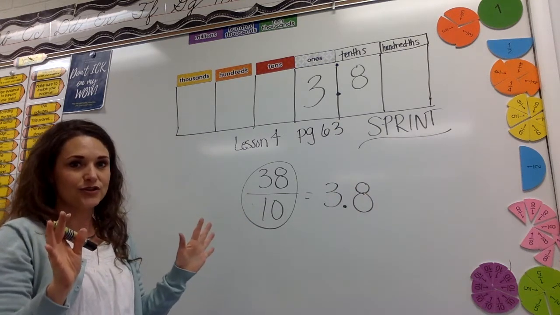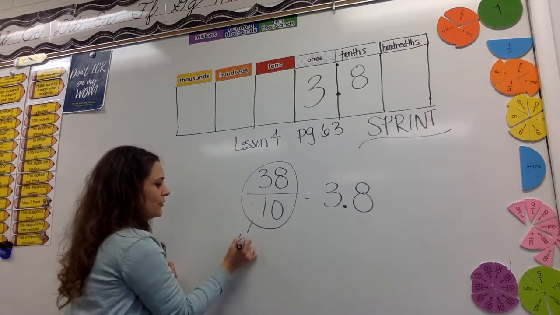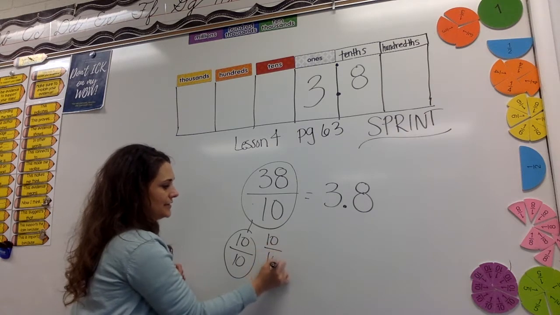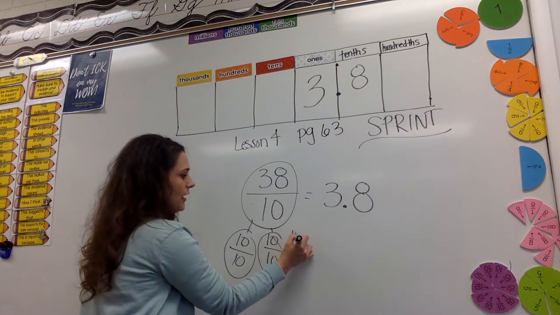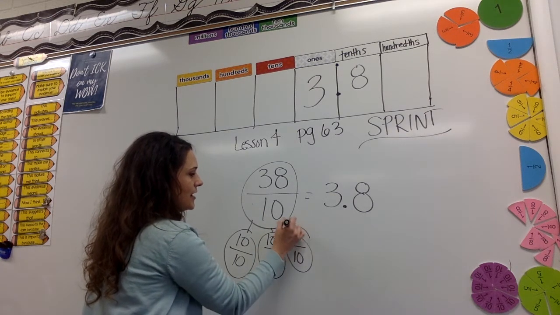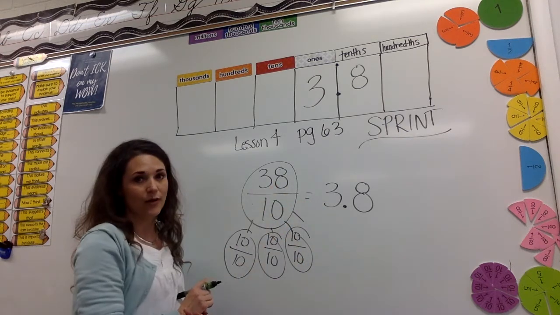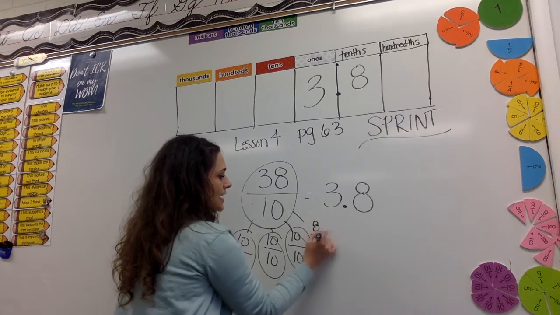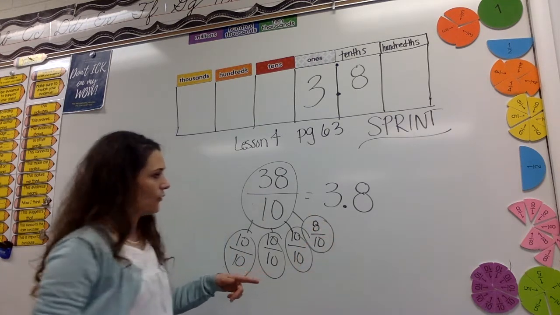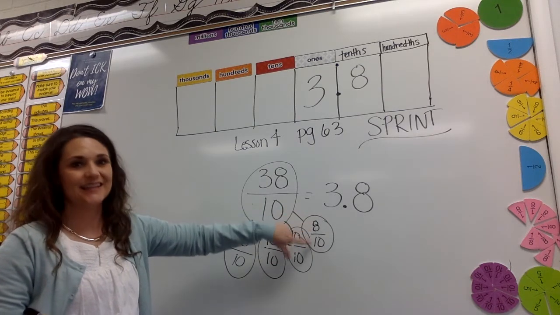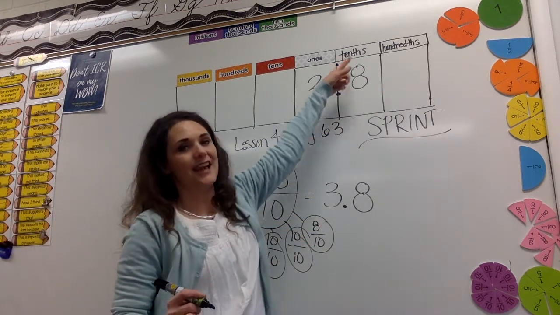Now I just want to show you and visualize with you. So here was my 10 tenths, that was my one whole. Another 10 tenths was another whole. Another 10 tenths was another whole. There's my 3 wholes. So 10, 20, 30, and I've got to bond it with 8 tenths. So there's our 3 wholes, and here's our 8 tenths. So 8 in the tenths.